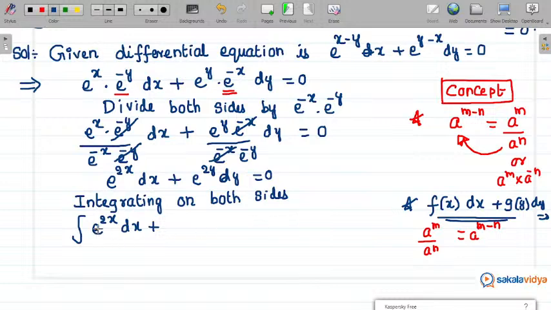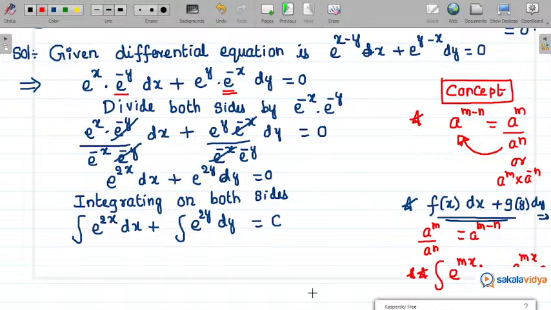So integral of e power 2x dx plus integral of e power 2y dy is equal to integral of 0, which is a constant c. Right. Now, one more formula you need to remember: the integral of e power mx dx, where m is a constant, is e power mx by m. You remember this concept. This is very, very important.